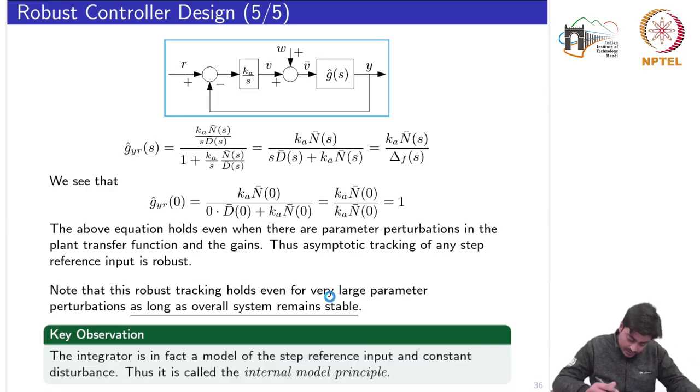But the key observation here is that we have included an integrator in the design of the controller, and this integrator is in fact nothing but the model of the disturbance, because the disturbance was taken as a constant signal and its Laplace transform would be an integrator. So we have implicitly included a model of the step reference input and the constant disturbance. This way of designing the controller is also called the internal model principle.